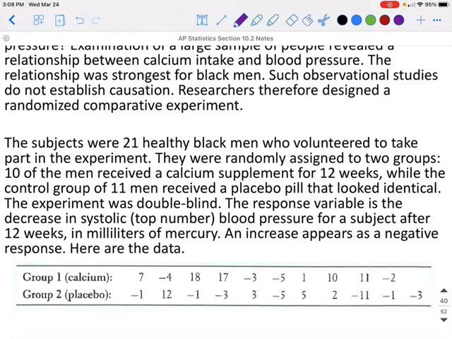The experiment was double-blind. The response variable is the decrease in systolic, or the top number, of the blood pressure for a subject after 12 weeks, in millimeters of mercury. An increase appears as a negative response. So if their blood pressure actually went up, this is going to show as a negative value. If their blood pressure went down, it's going to show as a positive value. Here are the data.